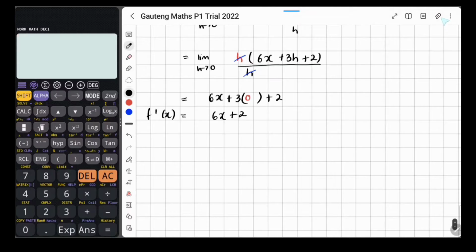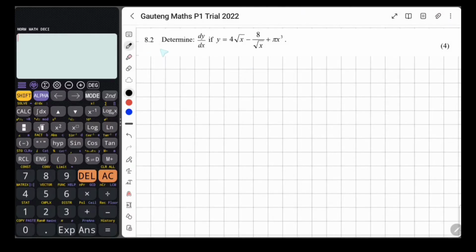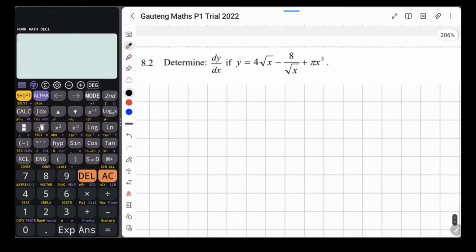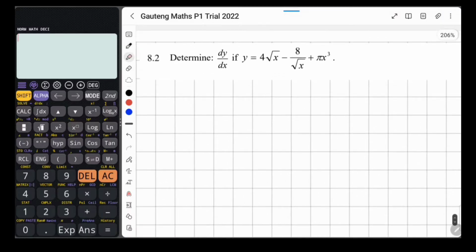Okay, next question. So 8.2 says determine dy over dx if y is equal to 4 square root of x minus 8 over square root of x plus pi x cubed. Another thing to just look at here, and I think if students looked at this question at first, they would have gotten afraid of the pi. Pi is just a number. That's just something you should remember. Treat it as the number that it is.